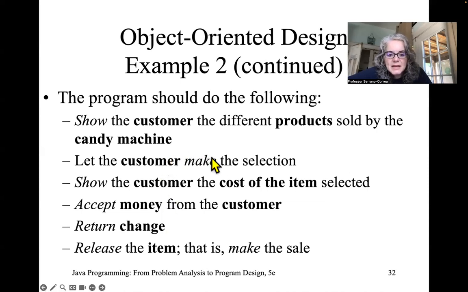Let the customer make the decision. So make would be another method. So I get to decide what I want to choose. Show the customer the cost of the item. So if I choose chips, it's going to tell me how much the chips are worth. It's then going to accept money from the customer. It's going to return change, and it's going to release the item. So it's going to make the sale. So once I choose chips and I put in my $2, it returns 50 cents and it gives me the item, so the sale is made.